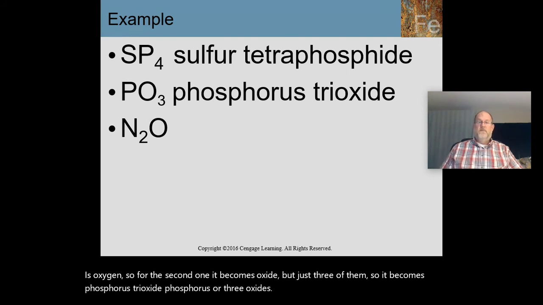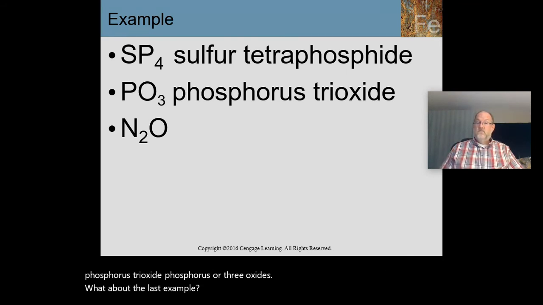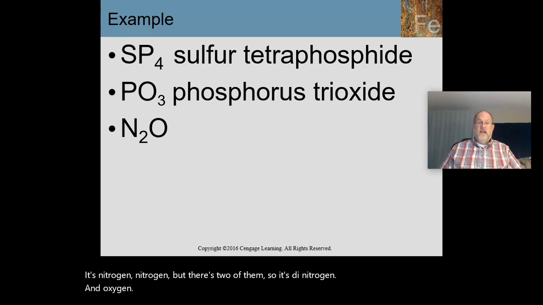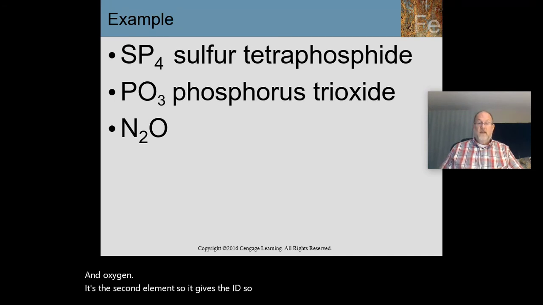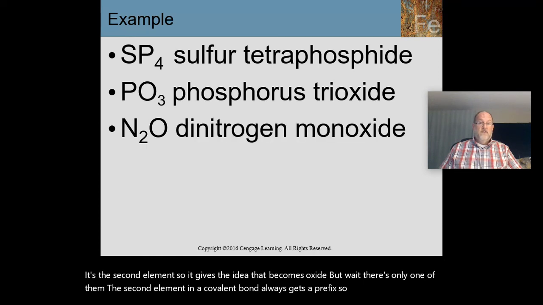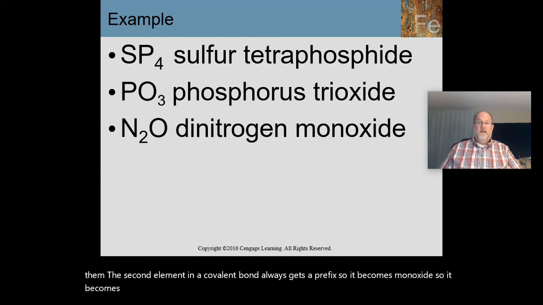What about the last example? It's nitrogen, but there's 2 of them, so it's dinitrogen. And oxygen, well, it's the second element, so it gets the IDE, so it becomes oxide. But wait, there's only 1 of them. The second element in a covalent bond always gets a prefix, so it becomes monoxide, so it becomes dinitrogen monoxide.